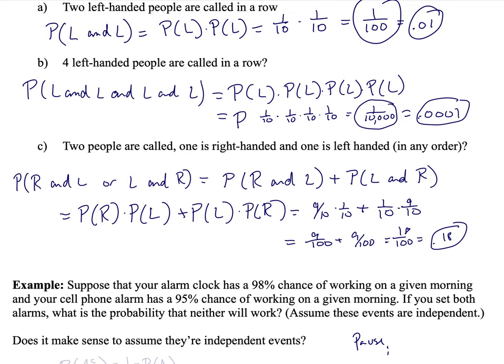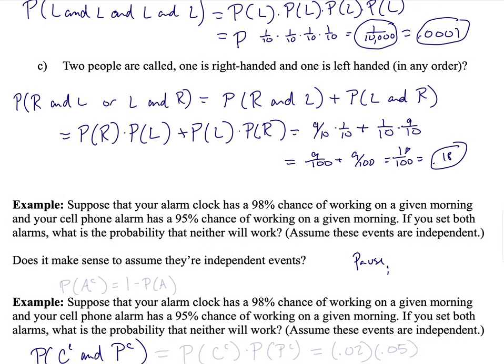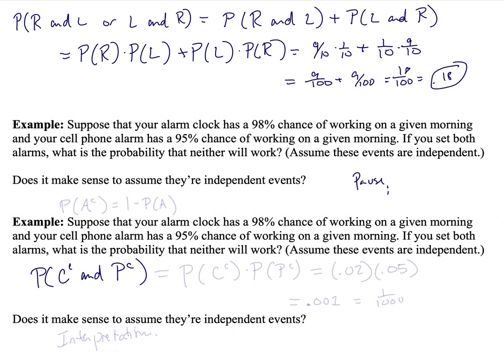let's say, alarm clock doesn't work, so C complement, and phone complement. The probability that your clock alarm does not work and your phone alarm does not work. Remember that superscript C stands for complement. So assuming that these are independent events, that's the probability of C complement times the probability of P complement. Again, the probability that your alarm clock doesn't work times the probability that your cell phone alarm does not work.